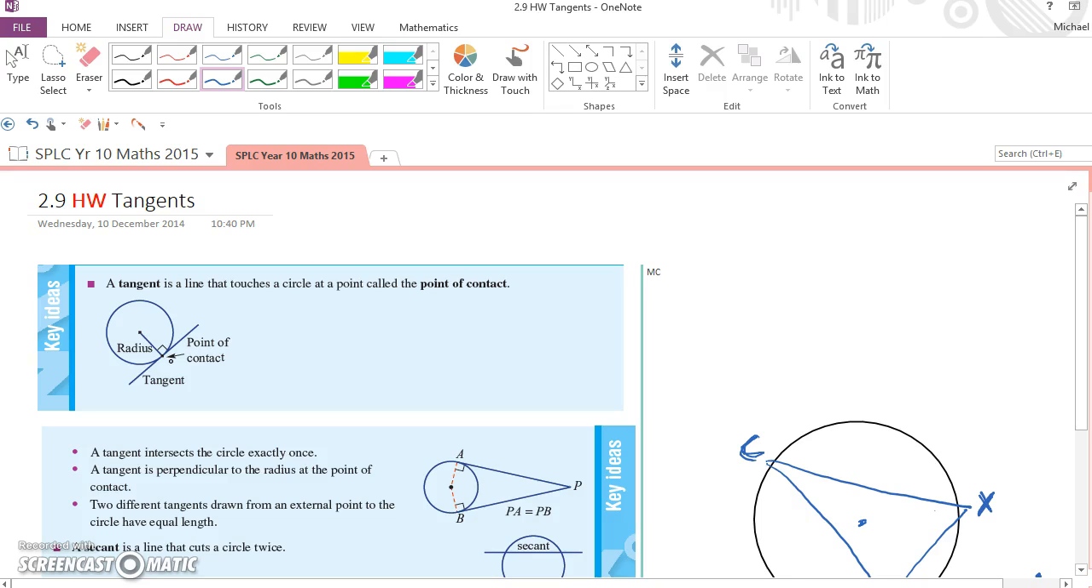So a tangent intersects the circle exactly once. That's right, it touches it once. Always perpendicular to the radius. And if I draw them from the same point, then they're going to be equal in length whichever side of the circle I go to.